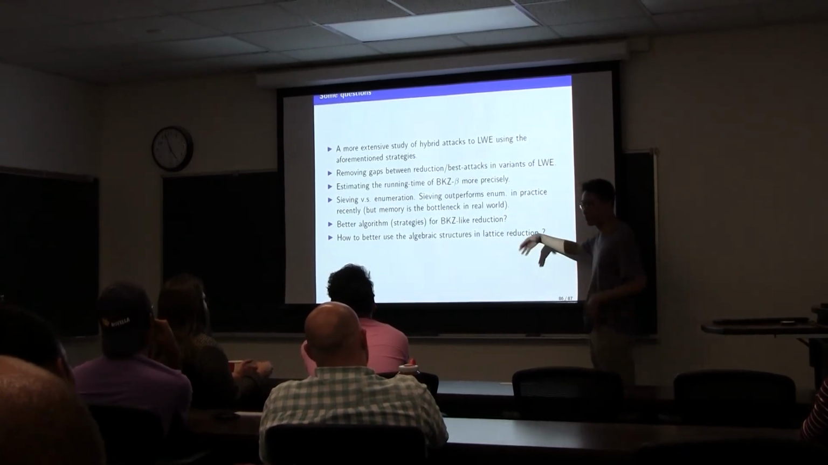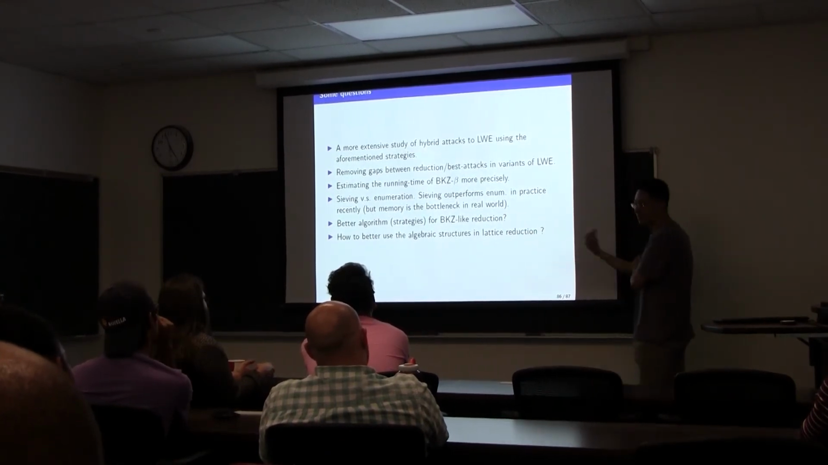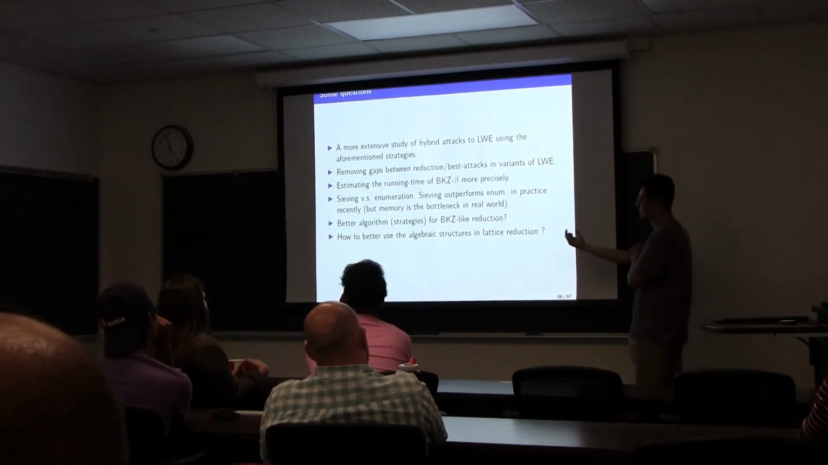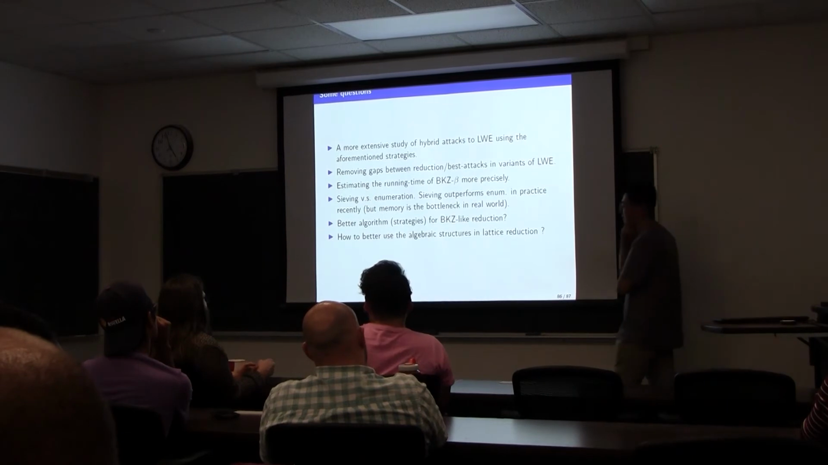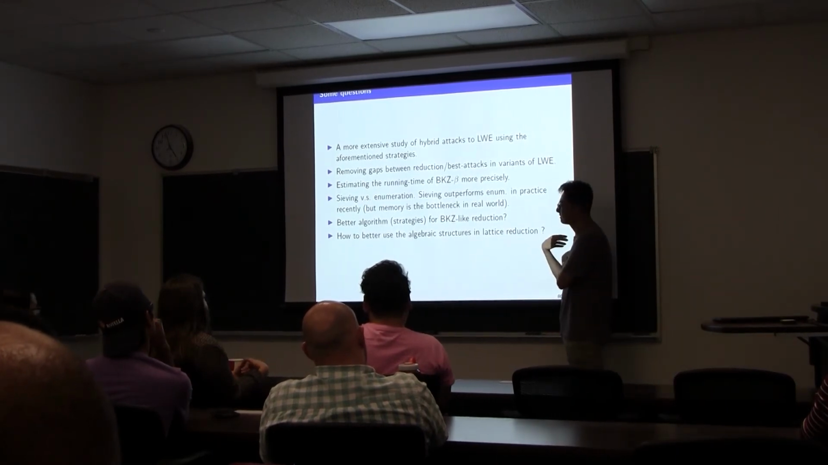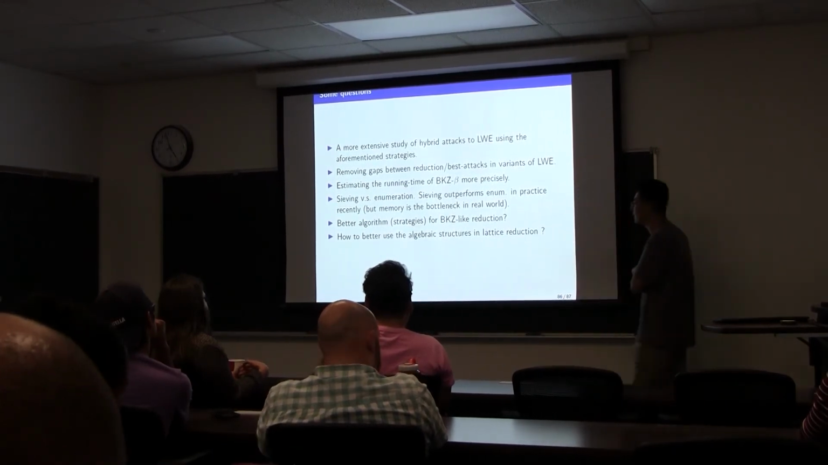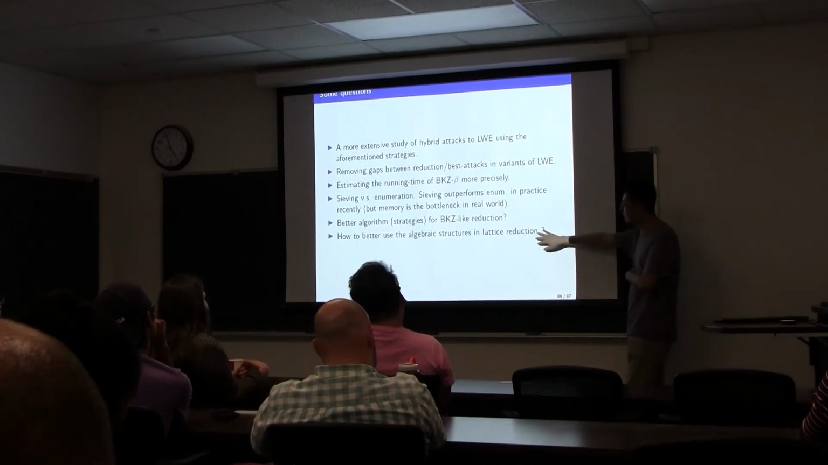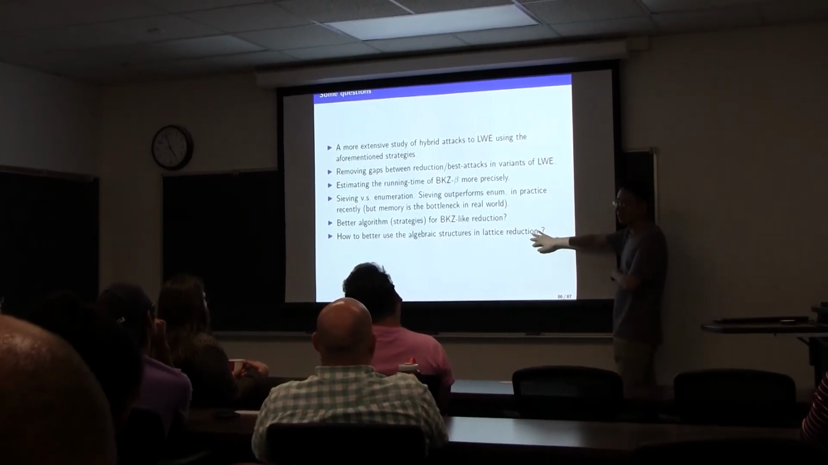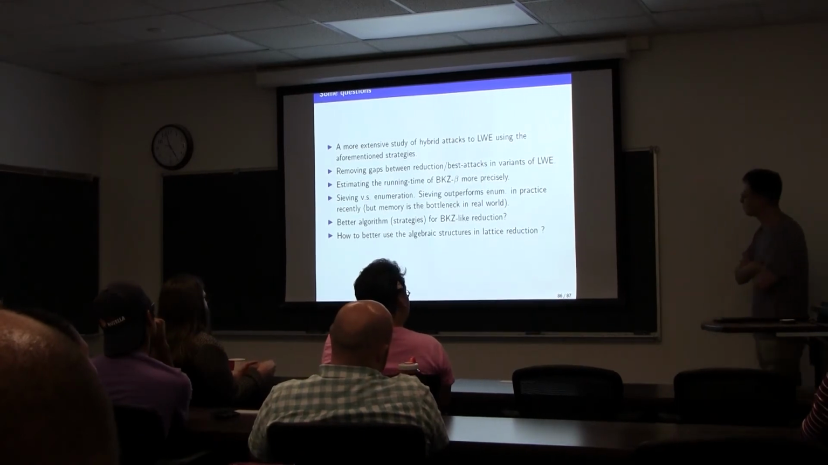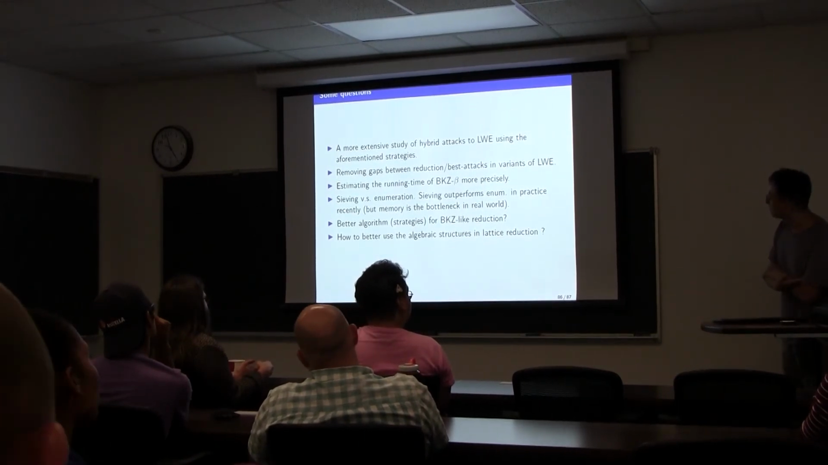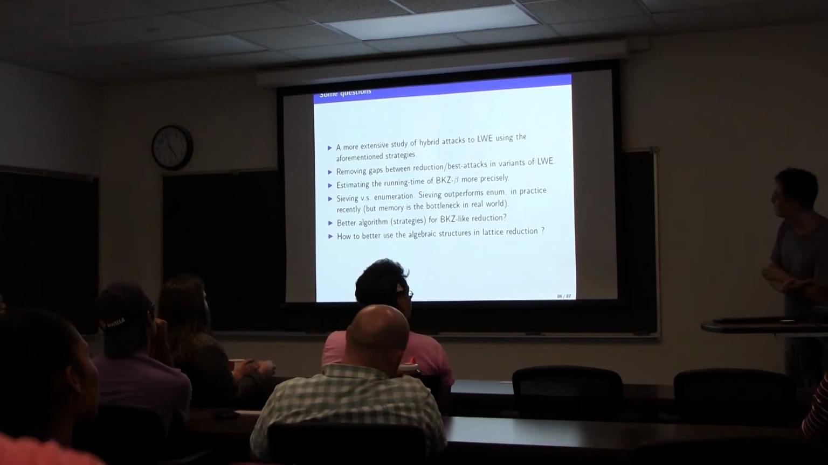The previous strategy is very simple because it just shifts one position every time. So maybe there are some other ways to jump several positions in a special way. And how to better use the algebraic structure in lattice reduction for the LWE problem with structure. I didn't really have time to talk about this today. So I think that's pretty much all.